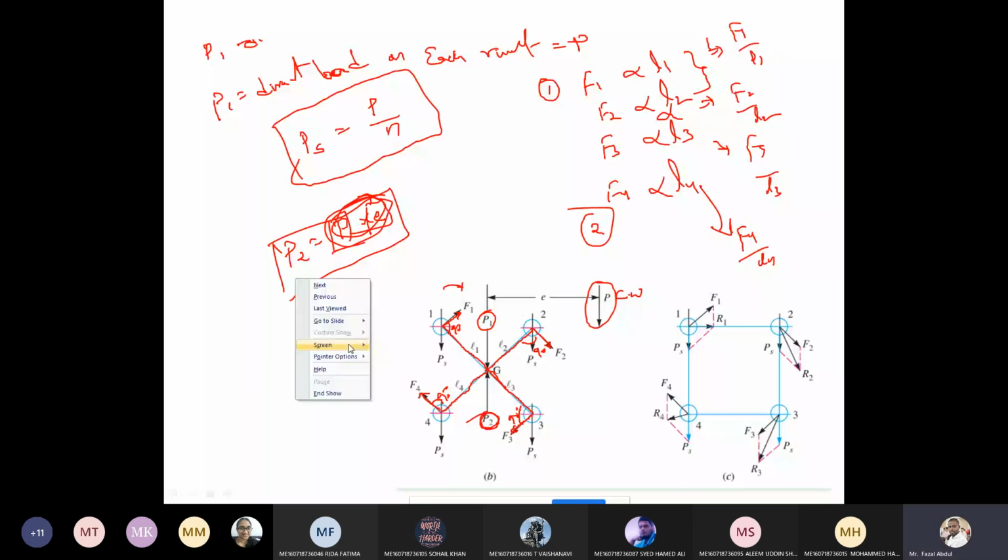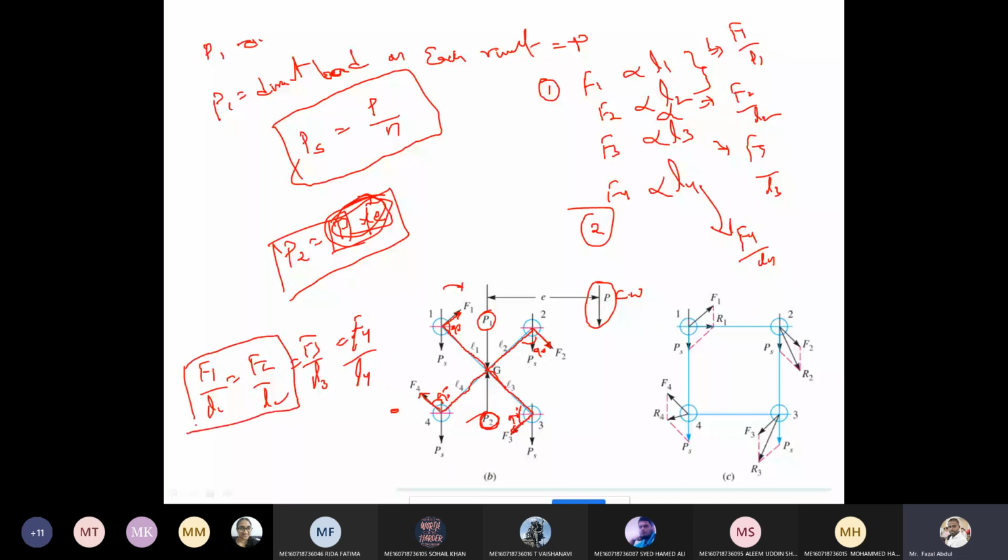Now from this first assumption we can write that F1 by L1 equal F2 by L2 equal F3 by L3 equal F4 by L4. So if we select the first equation, from this equation, F2 equal F1 into L2 by L1.